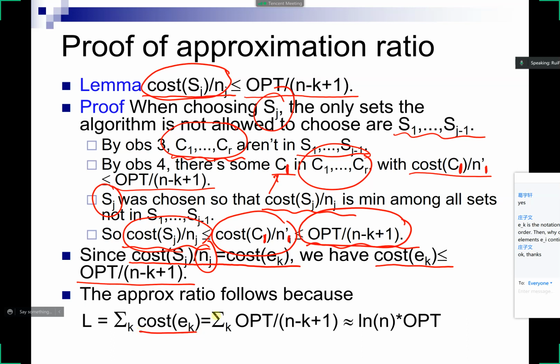We wanted to prove that the kth element has a cost which is at most this quantity over here, because once we have that, you just add up this harmonic series, and you get that our total cost is going to be no more than log n times the optimal cost. Okay, so that's the proof. Any questions about this?